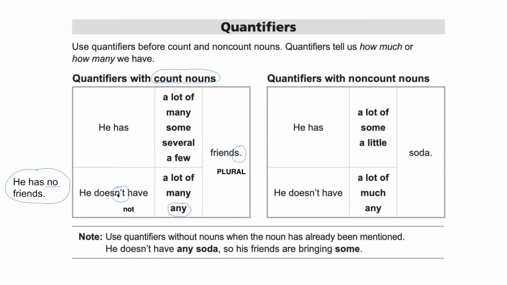Okay? Now, over on the right side, real quickly, when we use words that are not countable. So again, words like soda and many of the food items that we've talked about so far in this lesson, these are uncountable or non-count nouns. And again, you noticed last week that there were many similar words from both sides. So for example, a lot of, some, but instead of using the word few, we use the word a little.